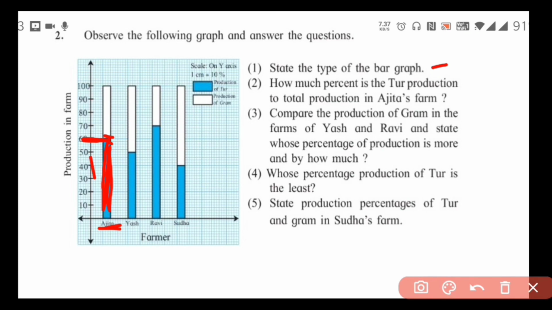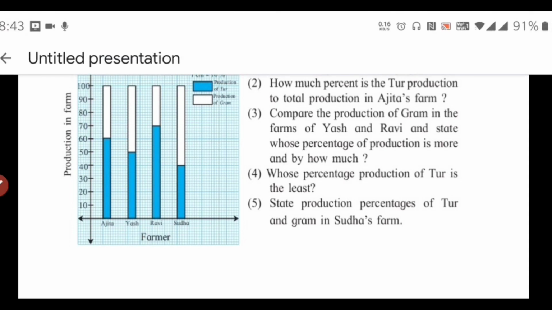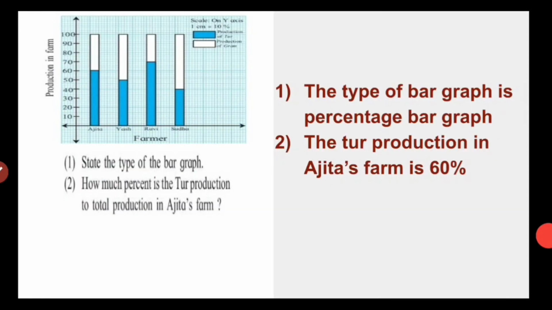Let us see how to write the answers to these questions in full sentences. As you can see, the answers are written like this. The first answer is: the type of bar graph is percentage bar graph. The second answer is: the tur production in Ajita's farm is 60%. So in this way we have to write the answers. Now let us see the third question.